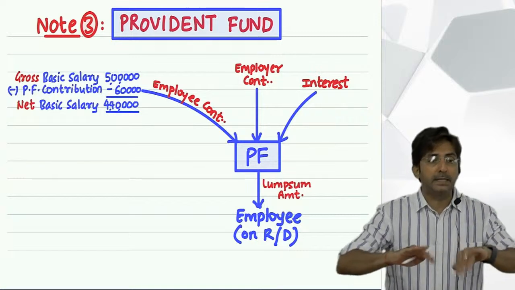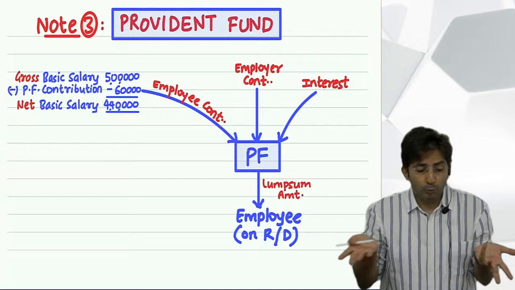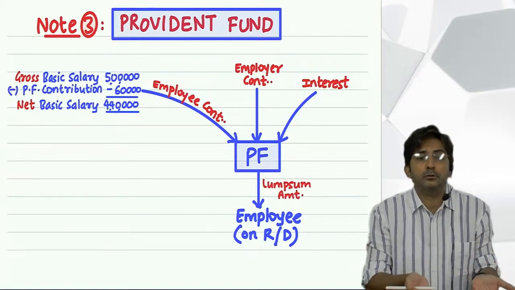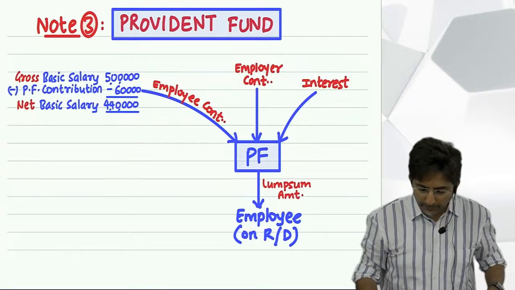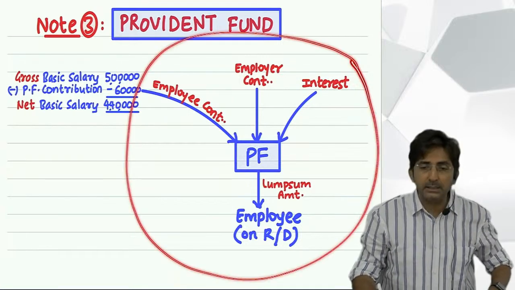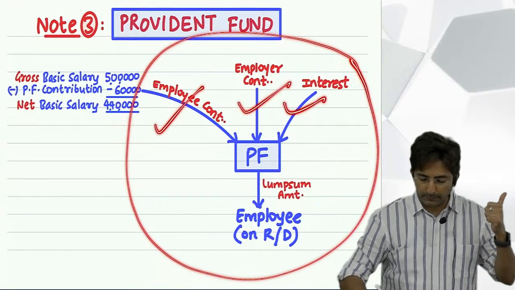Retirement means termination of your job, whatever may be the reason. You made a choice, the company made a choice, or your age was too much, whatever. So tell me, what are the 4 transactions in Provident Fund? 4 transactions mean transaction 1, 2, 3, 4.